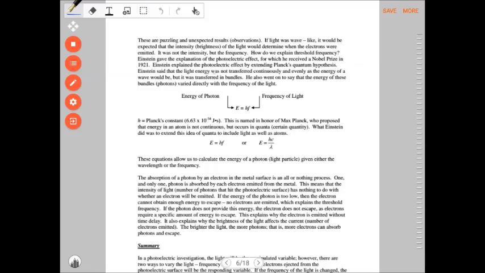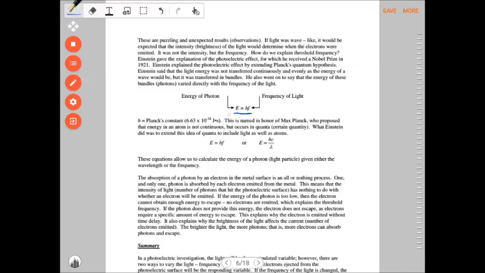Anyways, Einstein explained the photoelectric effect by extending Planck's quantum hypothesis. Einstein said that the light energy was not transferred continuously and evenly as the energy of a wave would be, but was transferred in bundles. Remember, those bundles are called photons. He went on to say that the energy of these bundles, or photons, varied directly with the frequency of light. So remember Planck's quantum hypothesis, E equals hf?